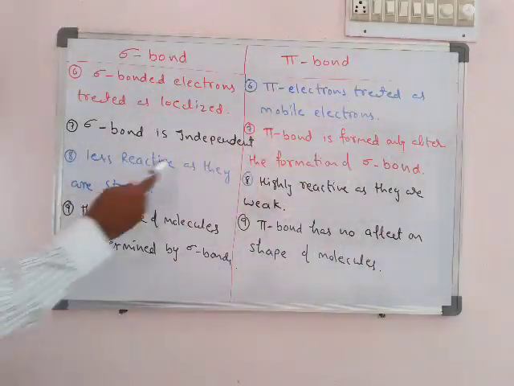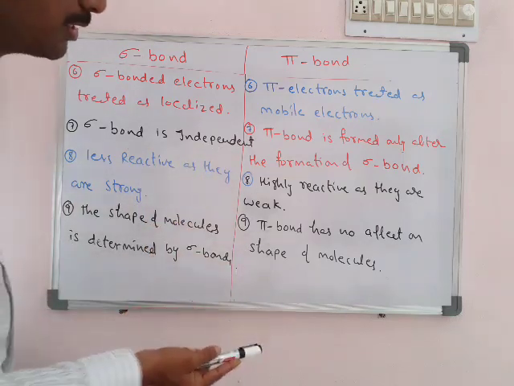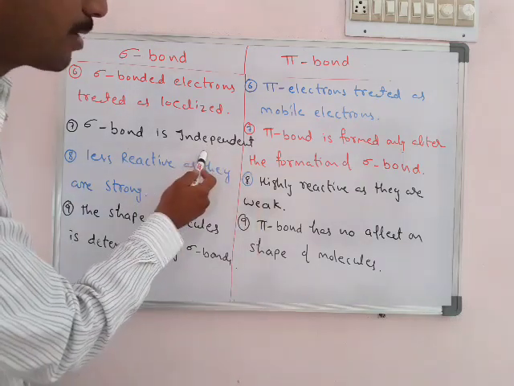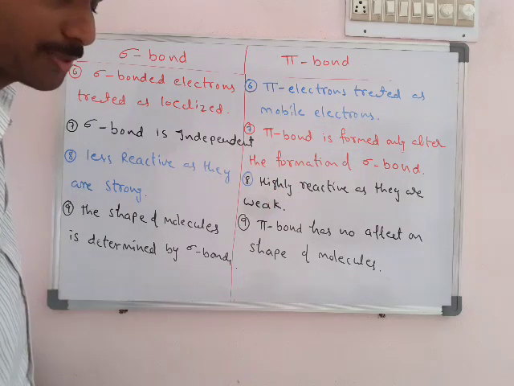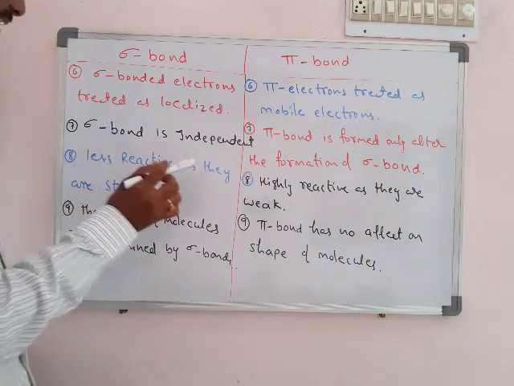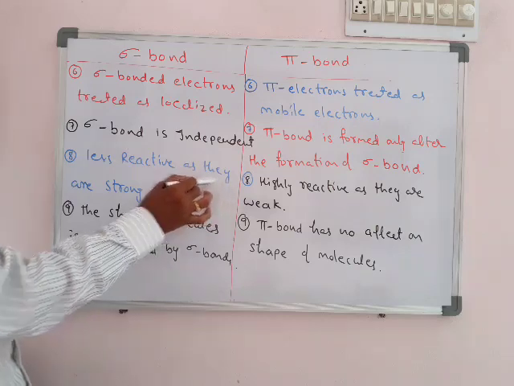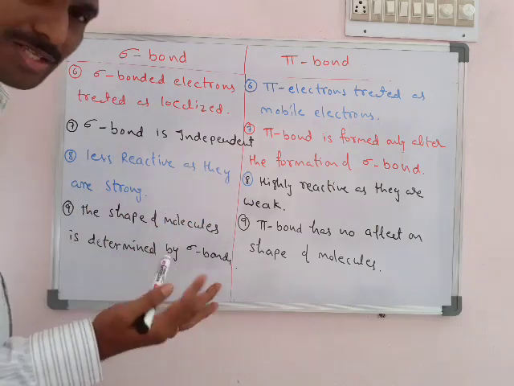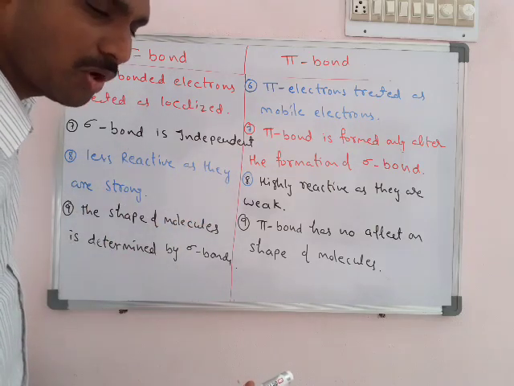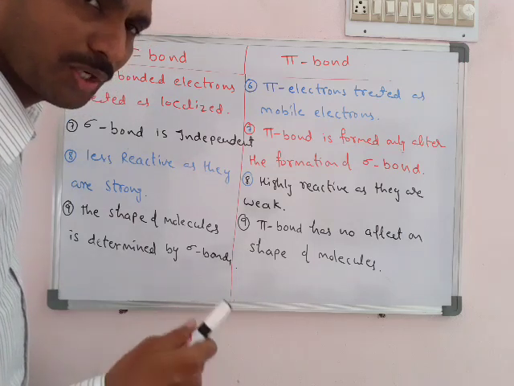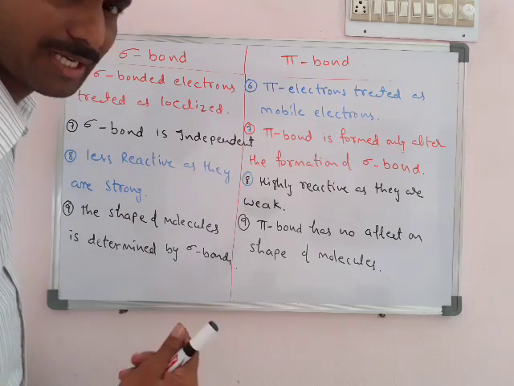Next, sigma bond is independent. So first it forms, and only after the formation of the sigma bond does pi bond formation take place. Next important point: sigma bonds are less reactive as they are strong. Breaking a sigma bond takes much energy.